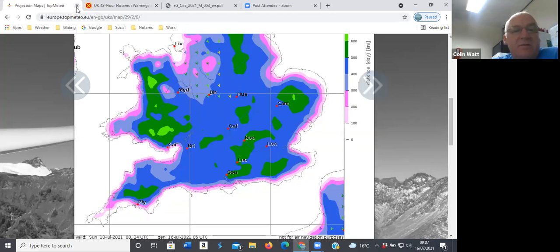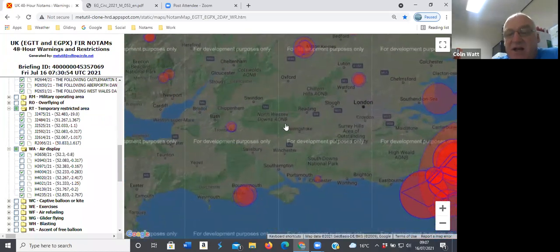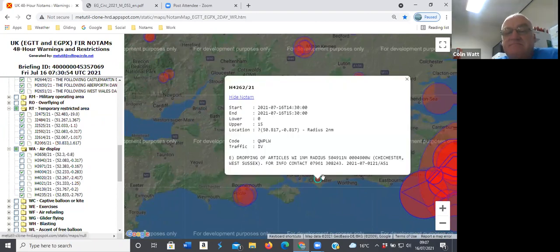Right, operationally, we're on 09, so hopefully they've set the grid up. That's sort of standard runway operation and the grid on the north side. Airspace-wise, a couple of interesting things today, just if anybody suddenly decides to go down to the south coast, Goodwood, or near Goodwood anyway, Chichester, they've got low level dropping of articles. Don't know what that is, but it's up to 1500 feet.